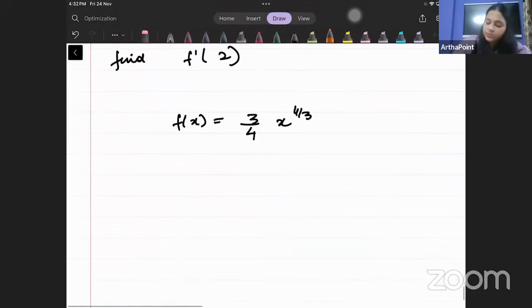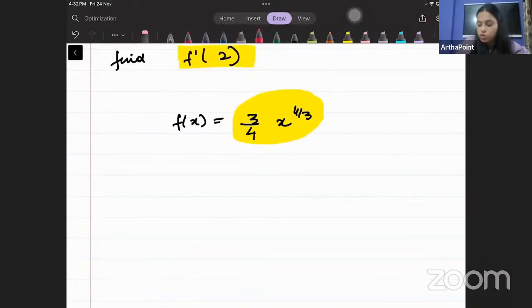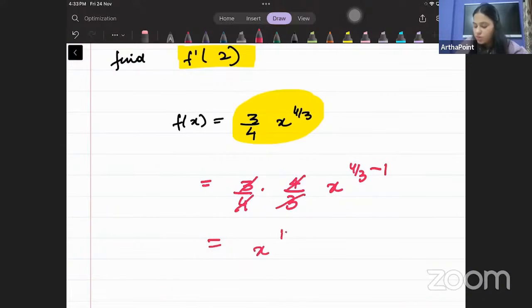बेटा एक और देखते हैं. You are given fx is 3 by 4, x to the power 4 by 3. It says find f dash 2. तो बेटा क्या होगा? Power will come down. Power will reduce by 1. So beta this cancels off. X to the power 1 by 3. 4 by 3 minus 1 is 1 by 3 ना. तो ये हो जाएगा मेरा f dash x.